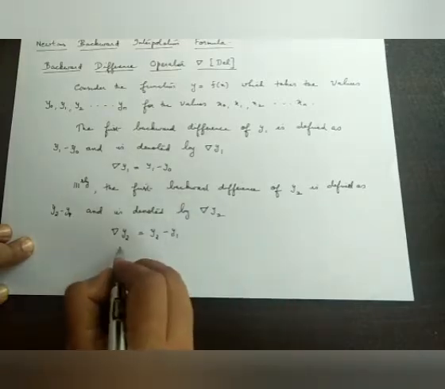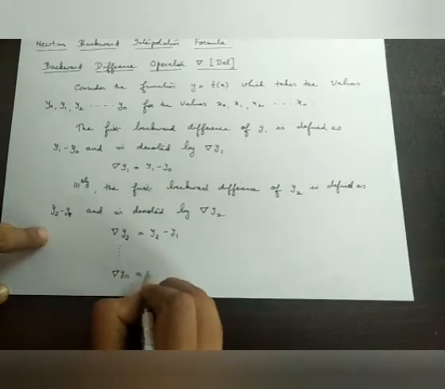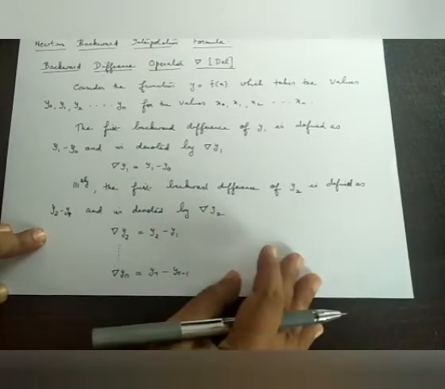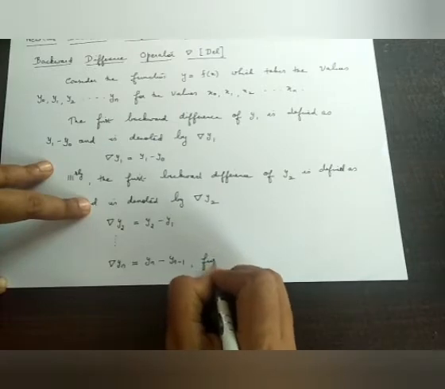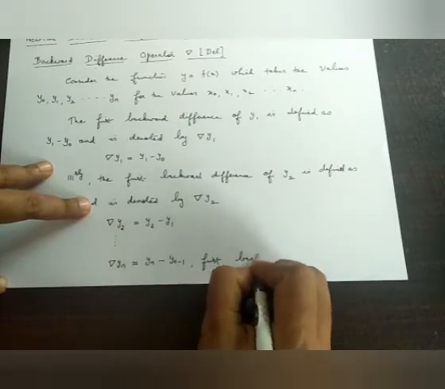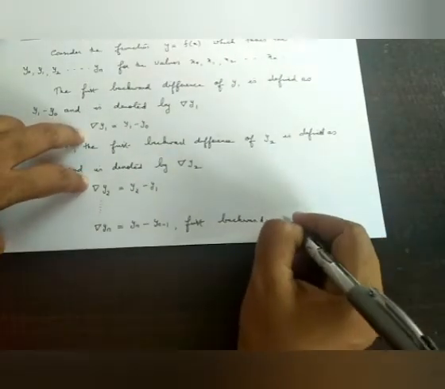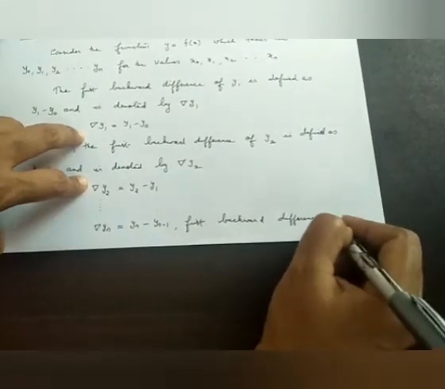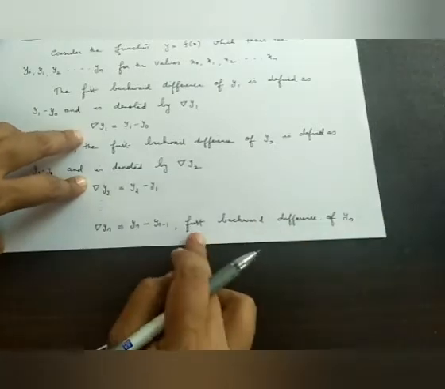Etc. We can define del yn as yn minus yn minus 1, which is the first backward difference of yn.